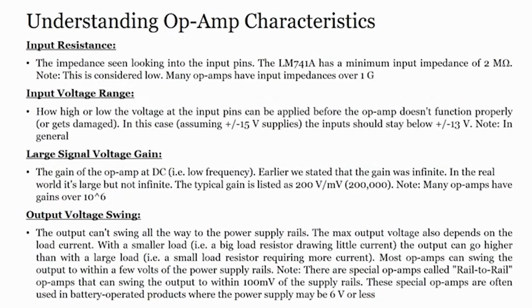Let us see some more characteristics. Another characteristic is input impedance. The impedance looking into the input pins is the input impedance. LM741 has a minimum input impedance of 2 mega ohms. Note that this is considered low. Many op amps have input impedance over 1 giga ohm.